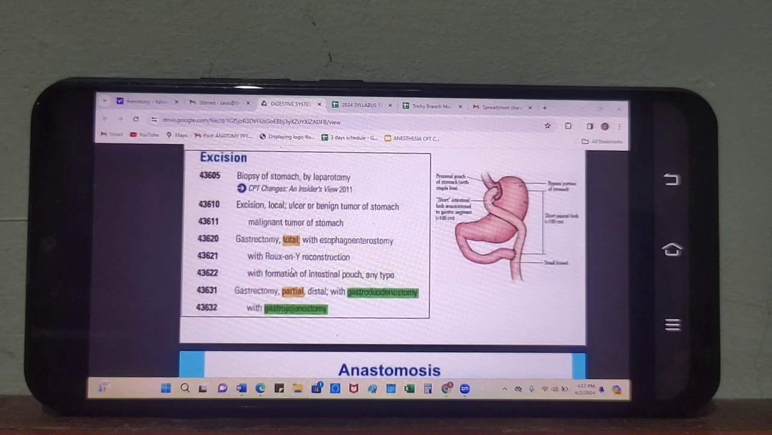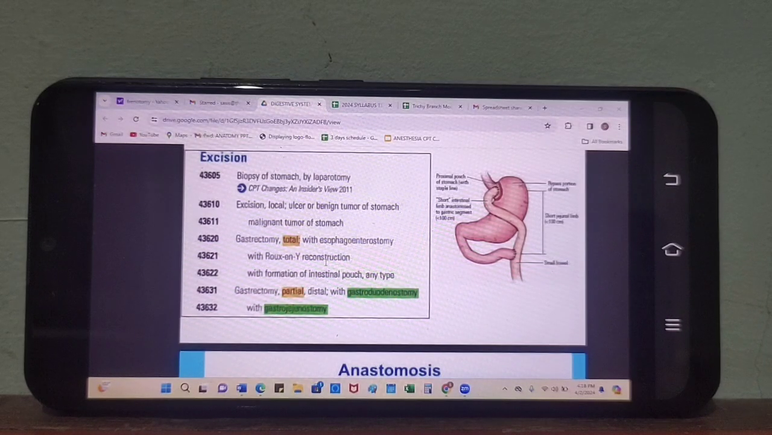Ma'am, explain the percentage, the partial and total. Don't worry, the doctor will give direct documentation for total or partial. Usually, in a partial gastrectomy, the stomach is connected with the duodenum because a portion of the stomach is still present. That's why the remaining portion is connected with the duodenum, or with the jejunum.